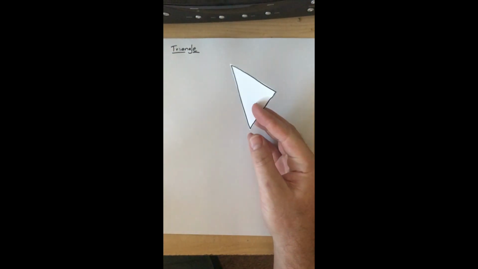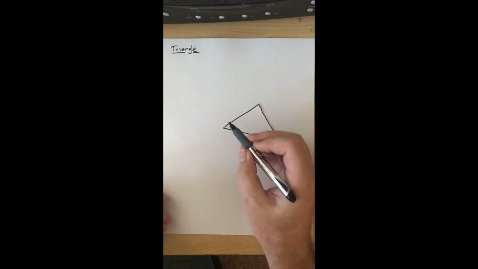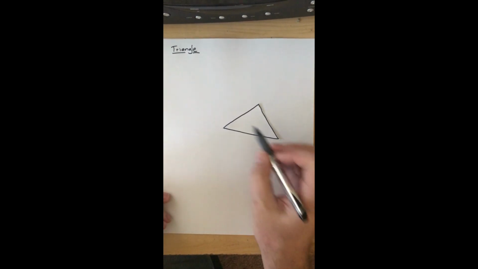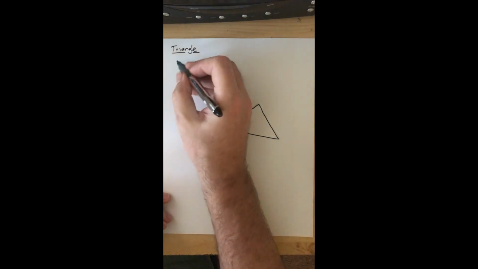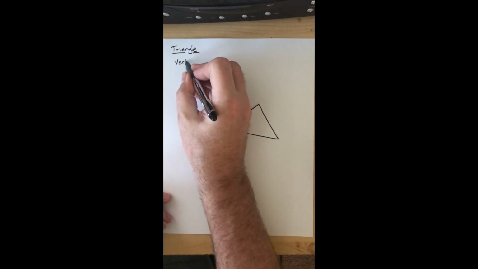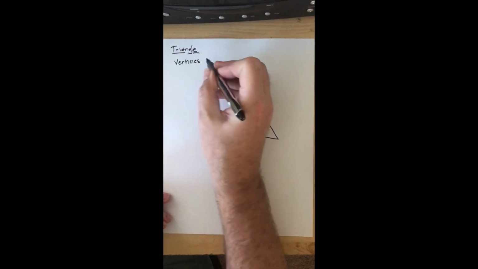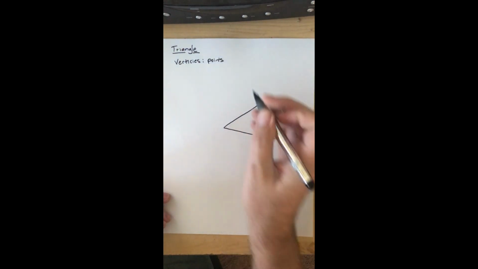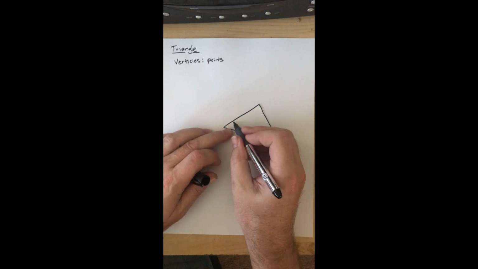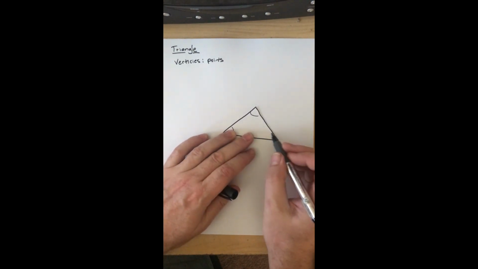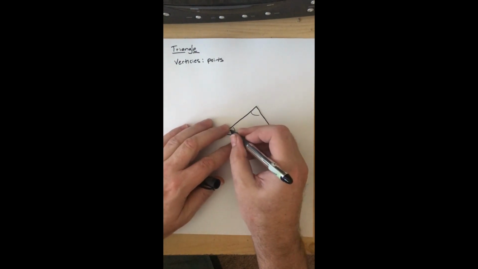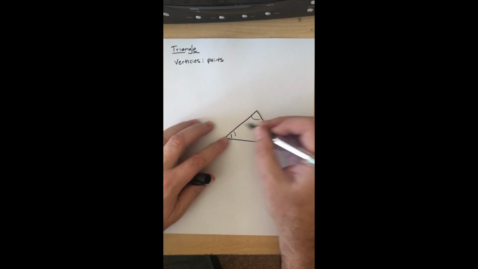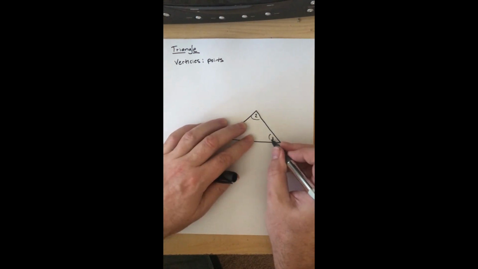Now, here is a triangle. As you all know, a triangle has 3 points. We call those vertices, which are the points. And there are 3 angles. That's why it's a triangle. There's angle 1. It's not really a very good 1. There's a 2. There's a 3.